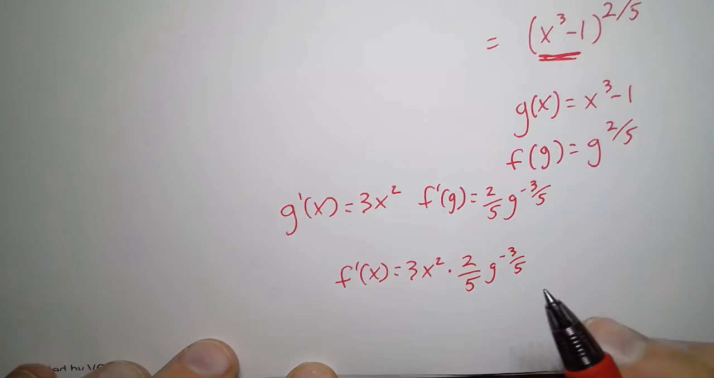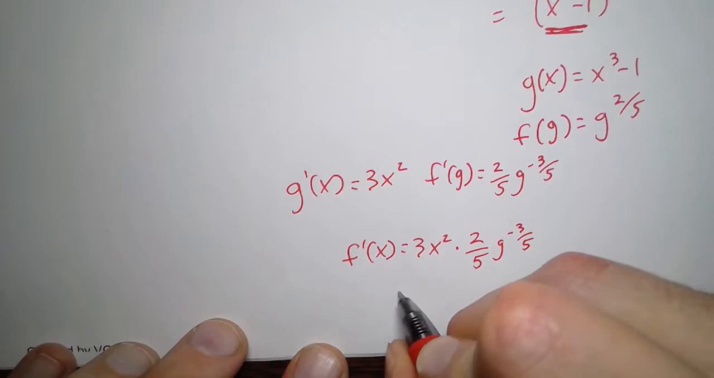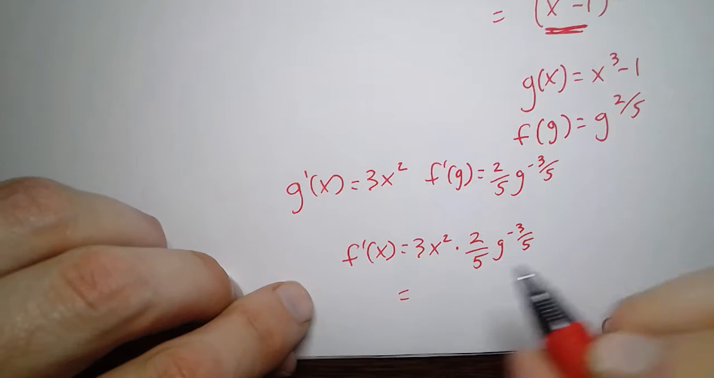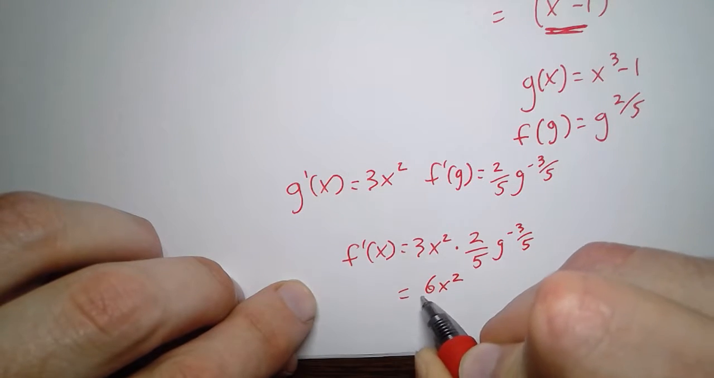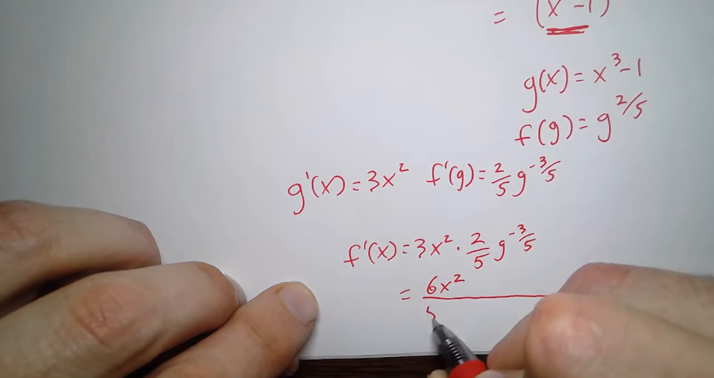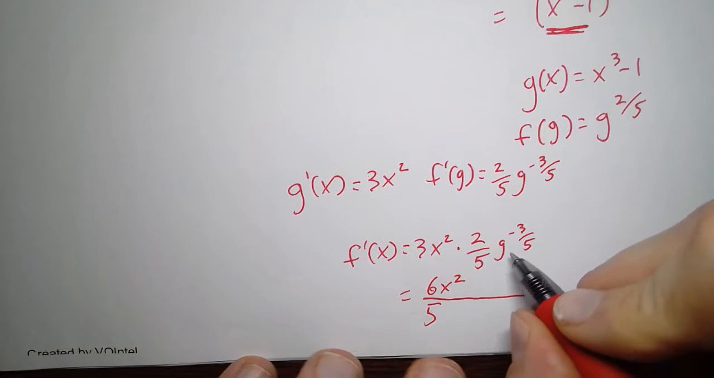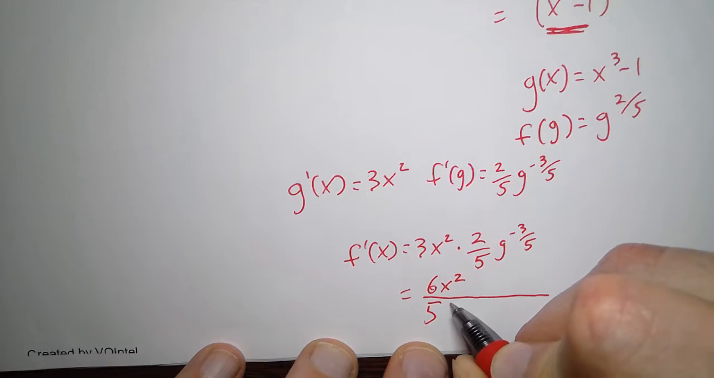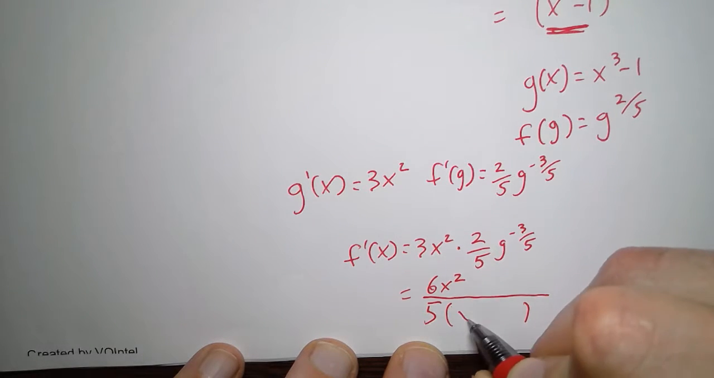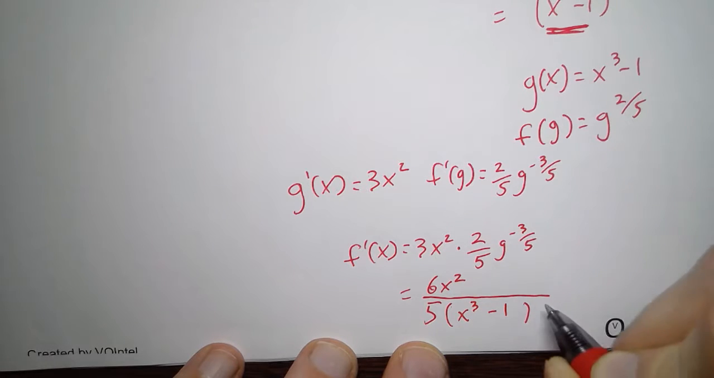Now let's clean this up a little bit algebraically. We're going to have 6x squared all over 5. Now because this is a negative 3/5, this is going to be in the denominator. This quantity x cubed minus 1 to the 3/5.